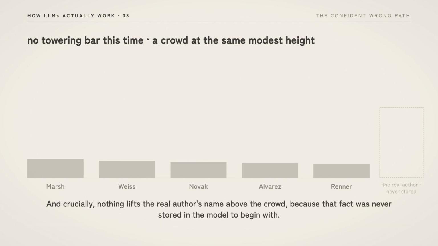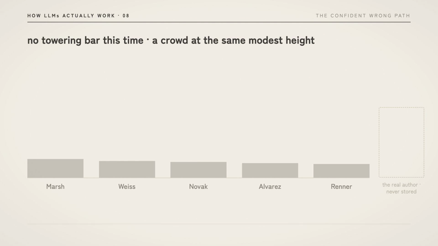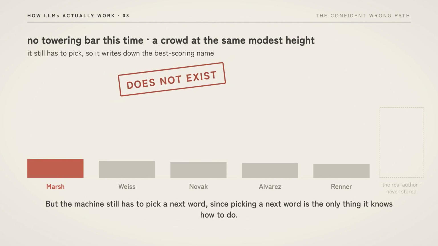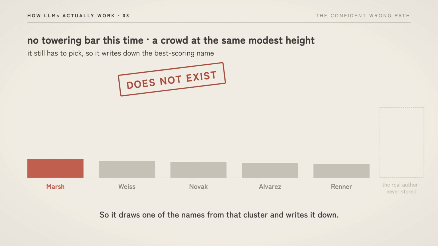And crucially, nothing lifts the real author's name above the crowd, because that fact was never stored in the model to begin with. But the machine still has to pick a next word, since picking a next word is the only thing it knows how to do. So it draws one of the names from that cluster and writes it down. And that right there is the moment a citation gets invented.